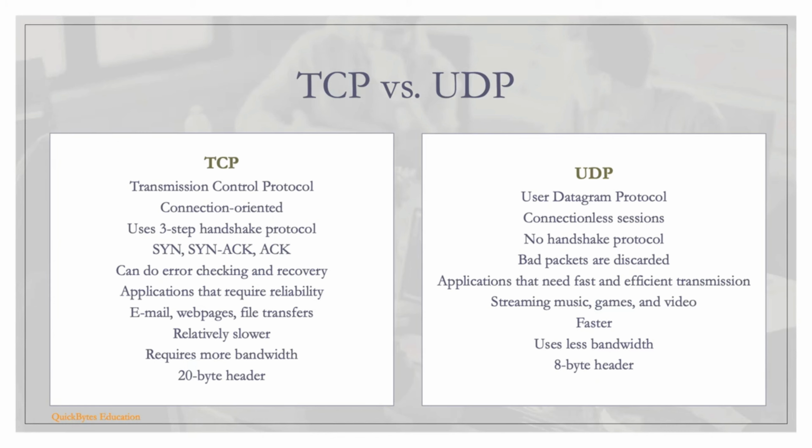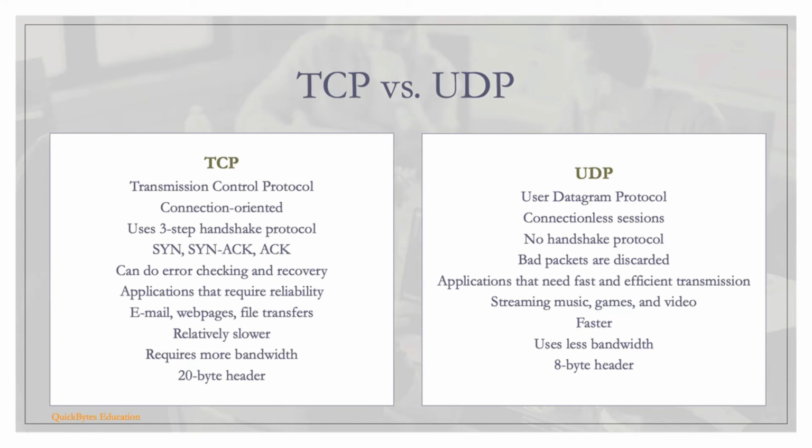UDP stands for User Datagram Protocol. UDP is connectionless, which means data can be sent to a host without first establishing a connection. There is no three-way handshake. With UDP, packets that are lost, damaged, or received out of order are usually not recovered or resent by UDP itself.